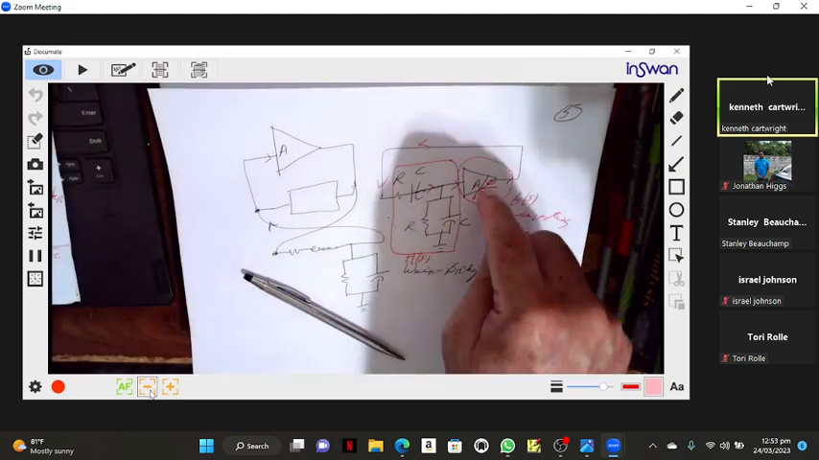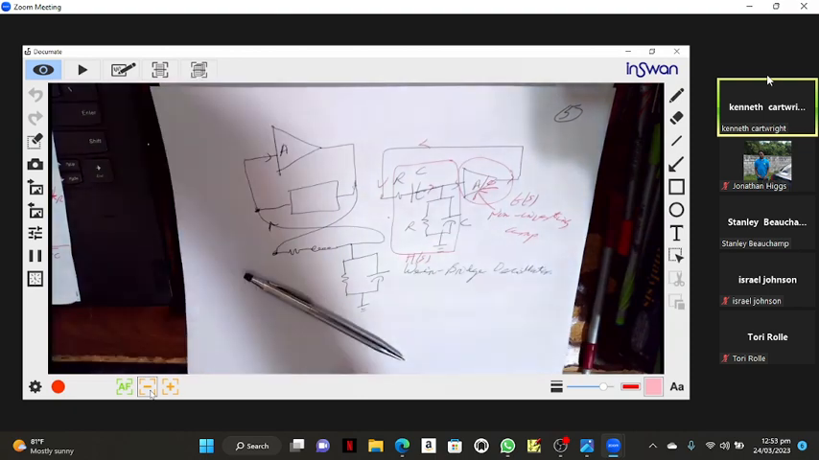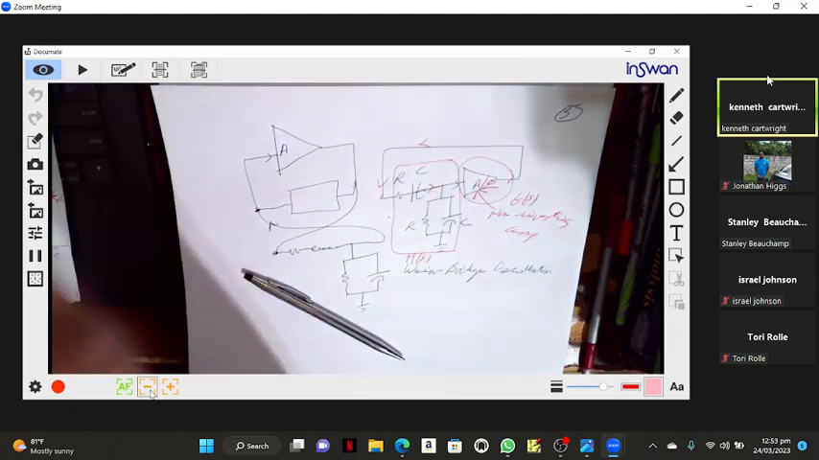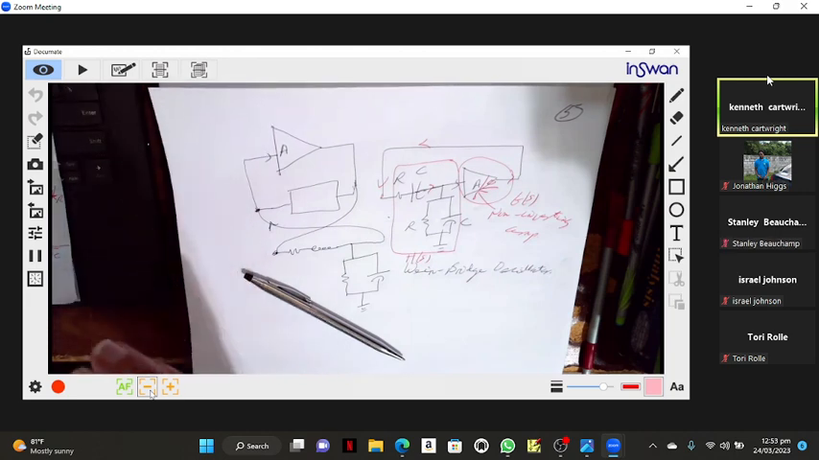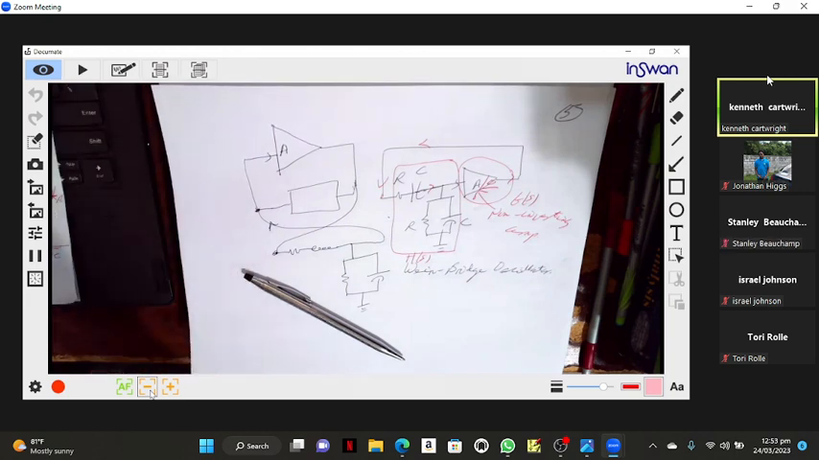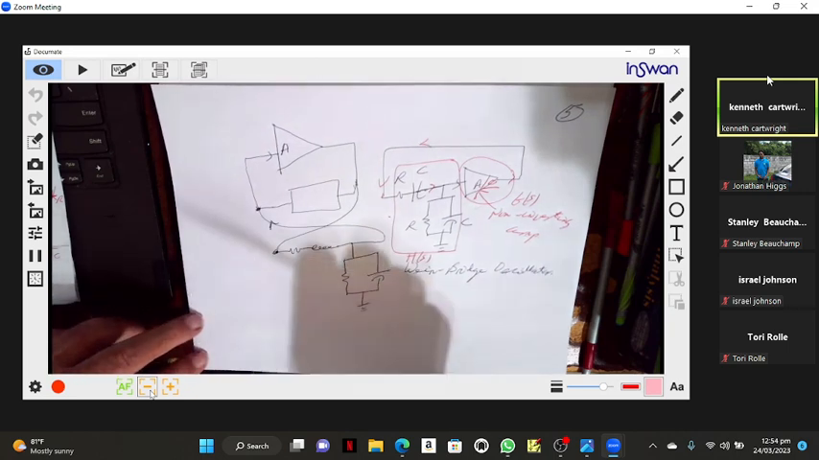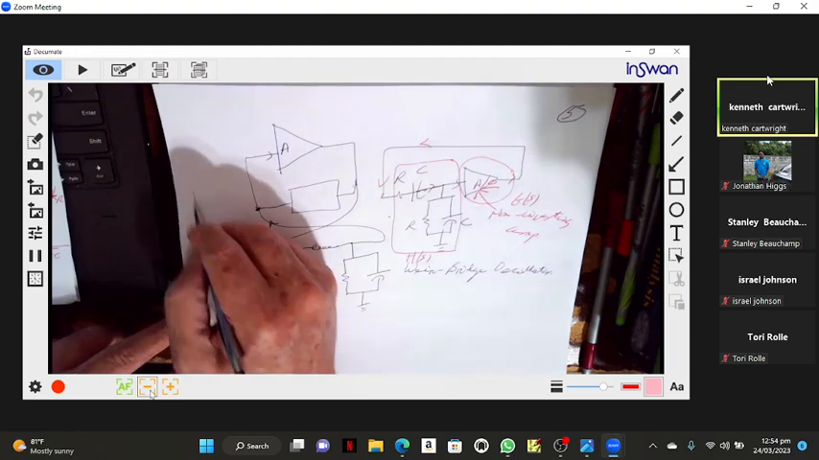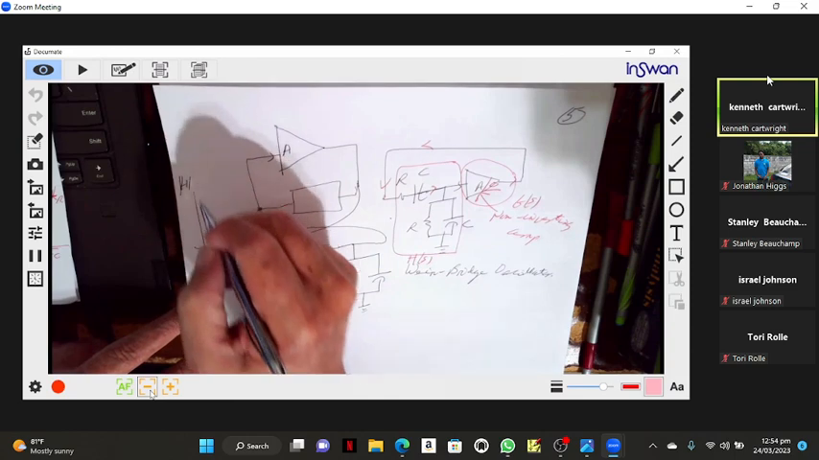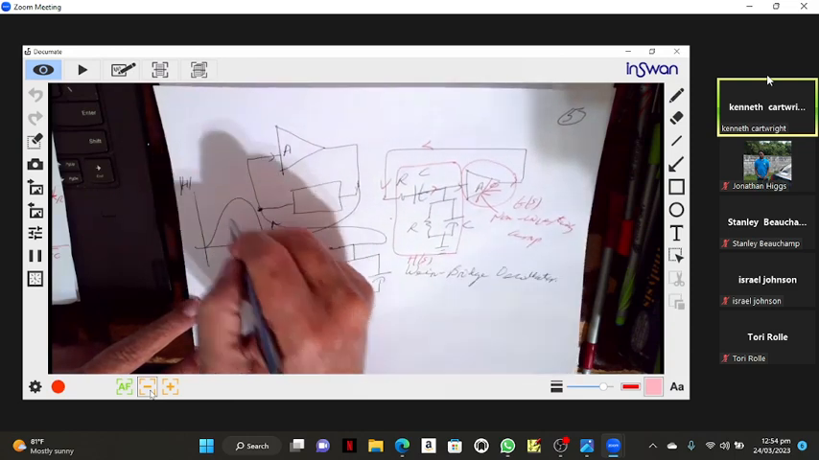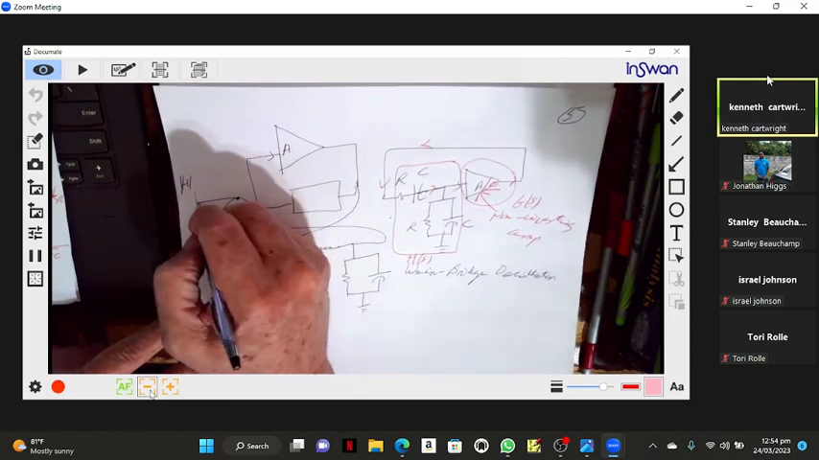But this is a non-inverting amplifier, therefore the angle of A is 0. If the angle of A is 0, that means the angle of H of S must be 0. And indeed, if we were to plot the magnitude of H, it'll look like this.